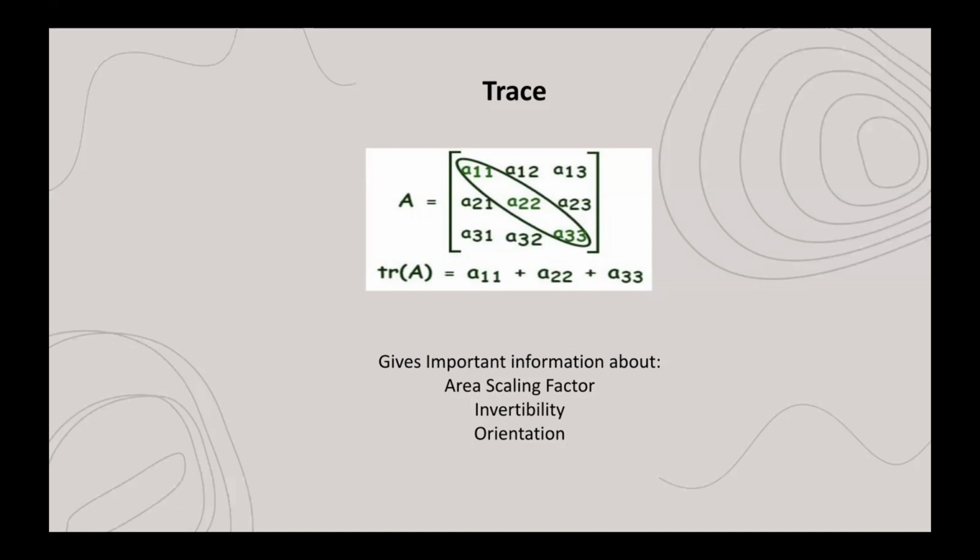The trace is always linear, meaning that the trace of the sum of two matrices is equal to the sum of their traces. And scaling a matrix by a constant scales the trace by the same constant. Another important property is that the trace is invariant under similarity transformations. In simpler terms, this means that even if you change the basis of the matrix, the trace remains the same.